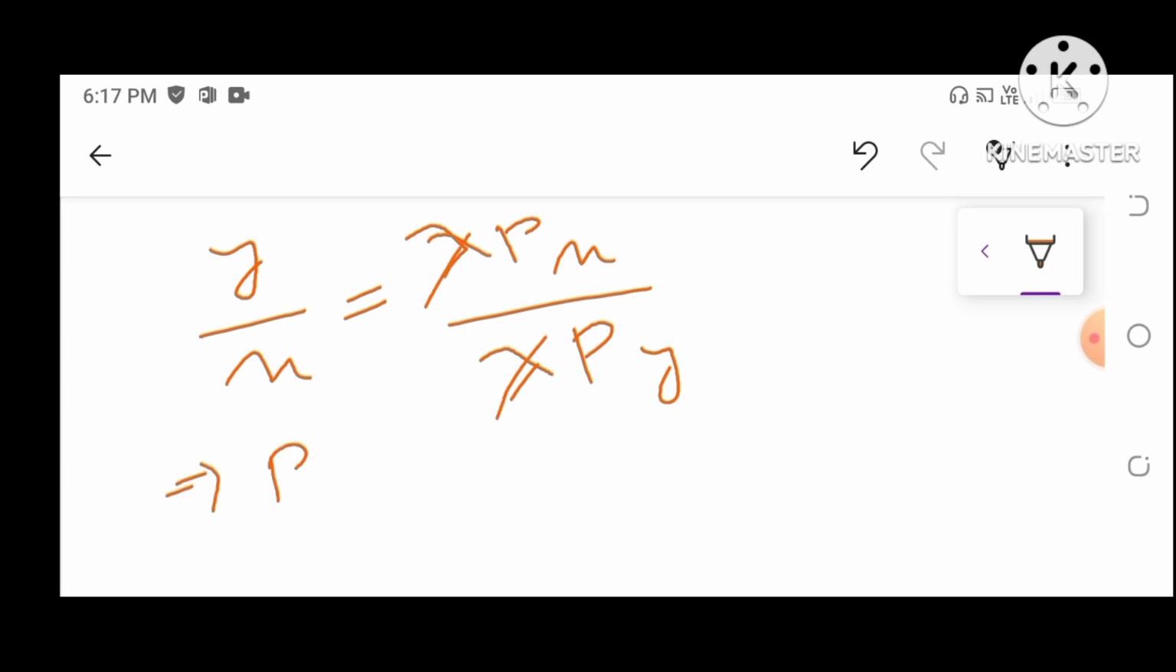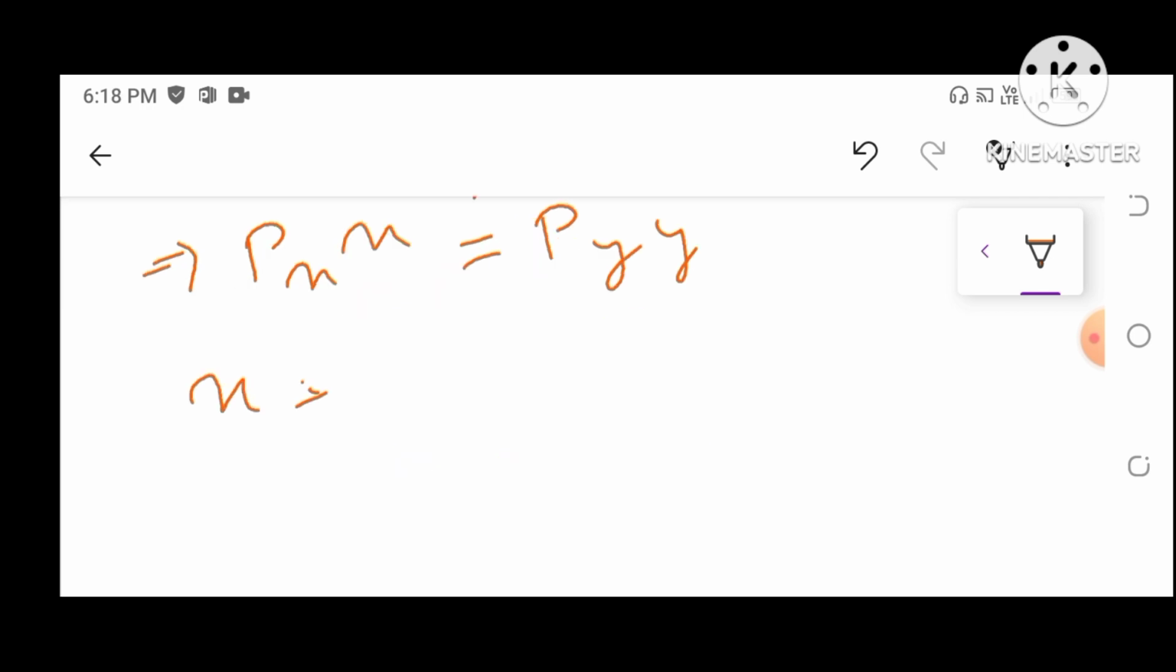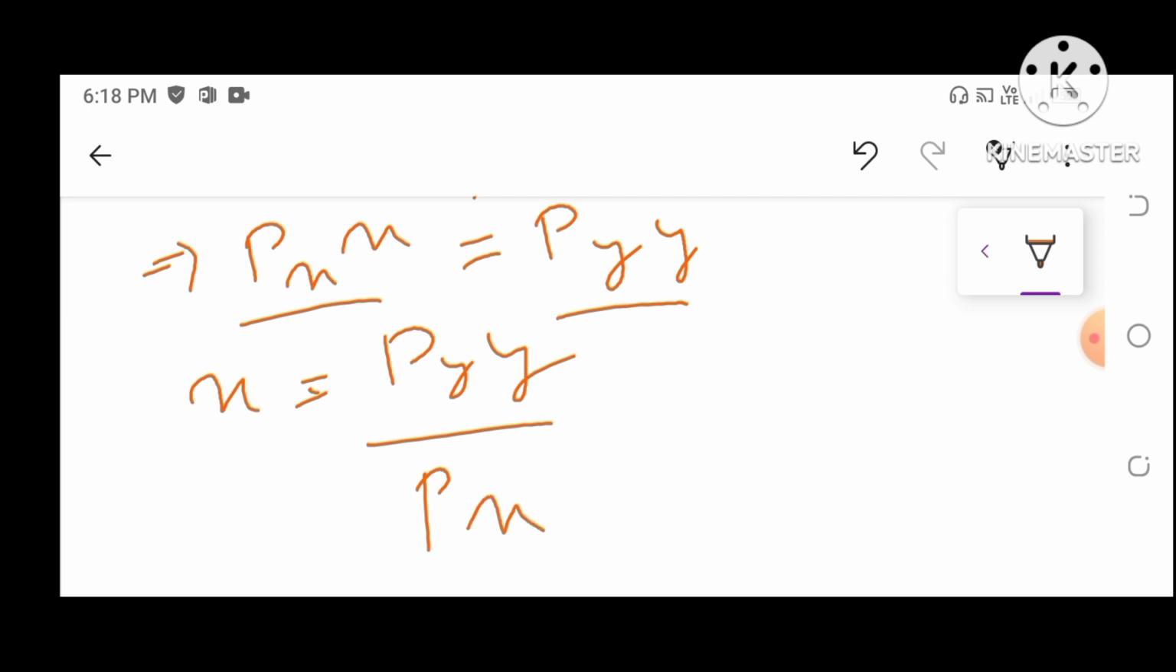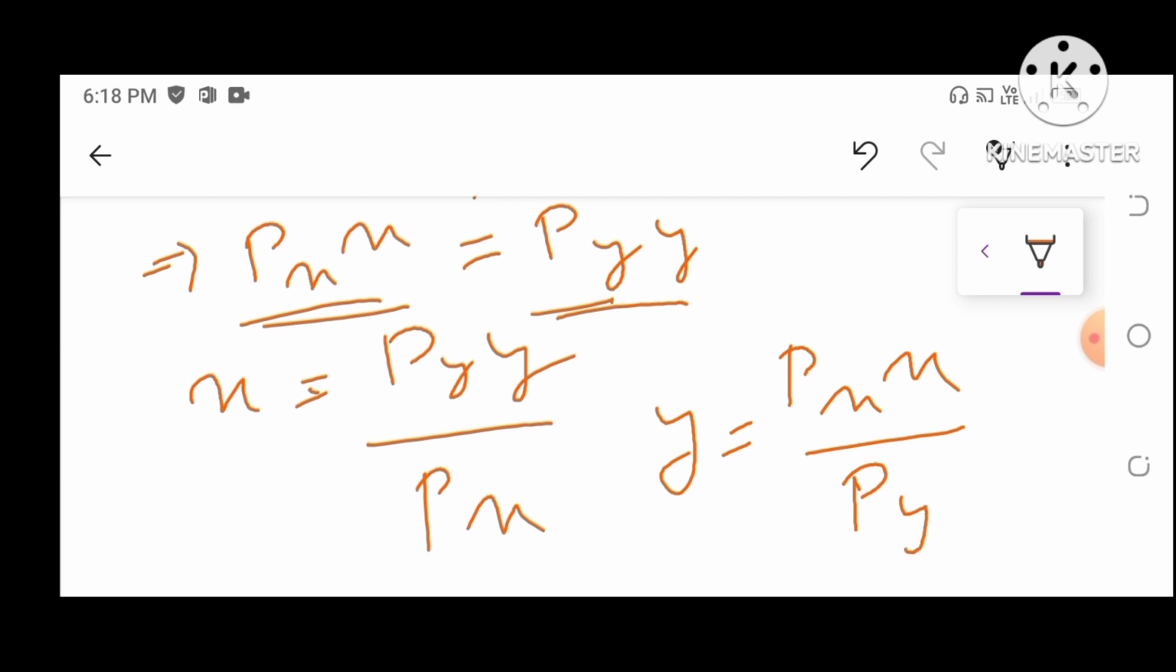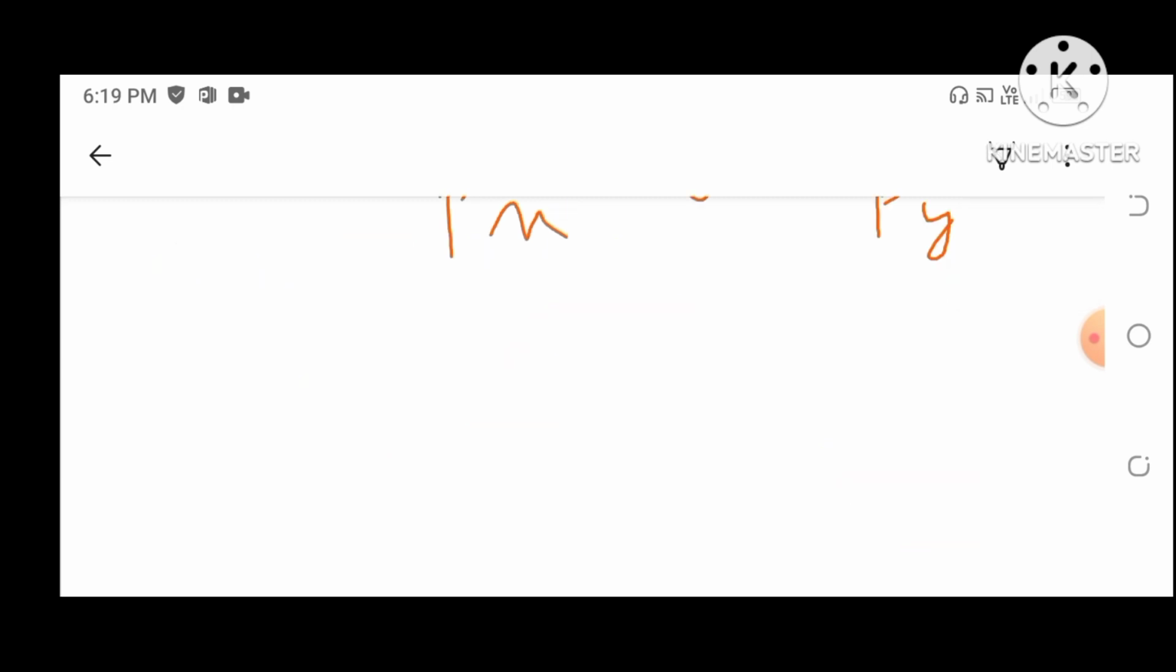That implies pxx is equal to pyy. x is equal to pyy by px, and y is equal to pxx by py. So here we can get the solution by putting the value of x and y in equation 3.